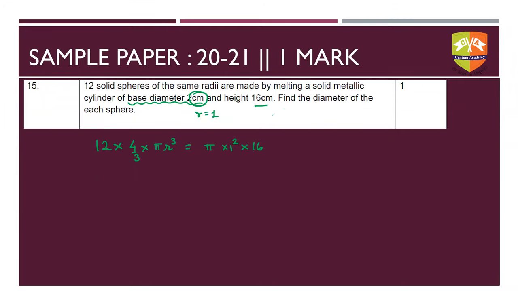Now, what do you need to find out? The diameter, so you have to find out 2R. Be careful, whatever R is there, you have to find 2R. So pi will go. 4 into 12 by 3 is 16, so 4 cancels with 4. So R is simply 1. If R is 1, D is 2R, which is equal to 2 centimeter. 1 mark.